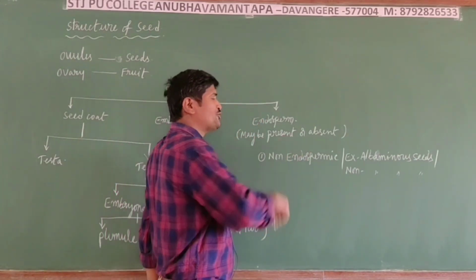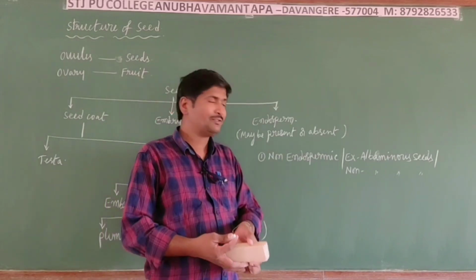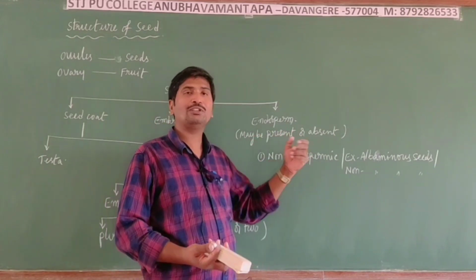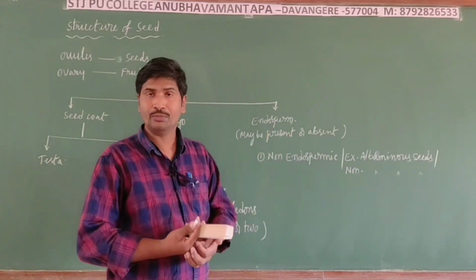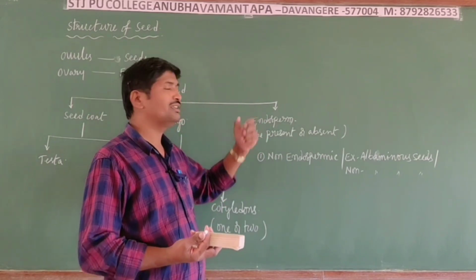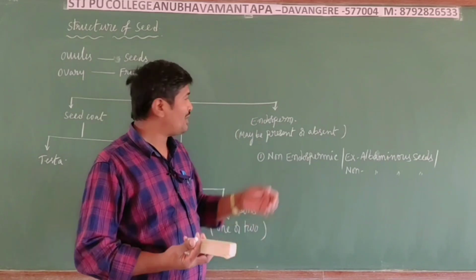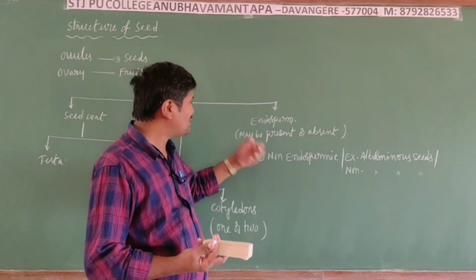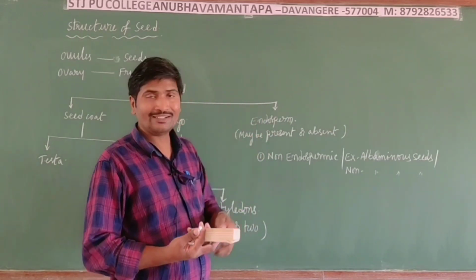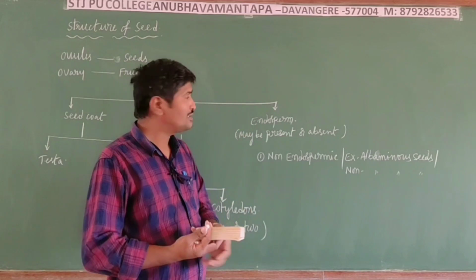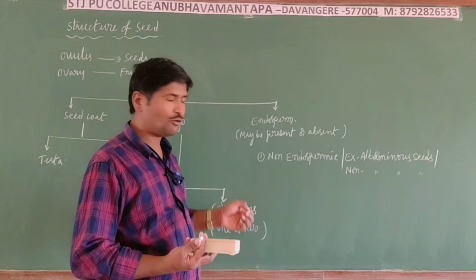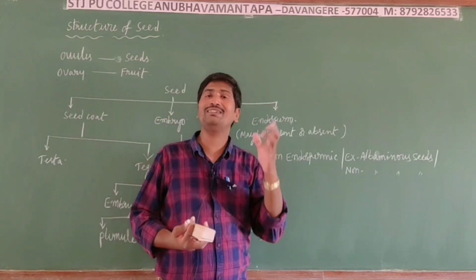What is a non-endospermic seed? You already know the endosperm is a nutrient tissue. The food material is supplied for the development of the embryo. So the endosperm is completely consumed by the developing embryo. When the developing embryo completely utilizes the endosperm tissue, the seed does not have the endosperm. The endosperm is completely absent in the seed. Such seeds are known as non-endospermic seeds.